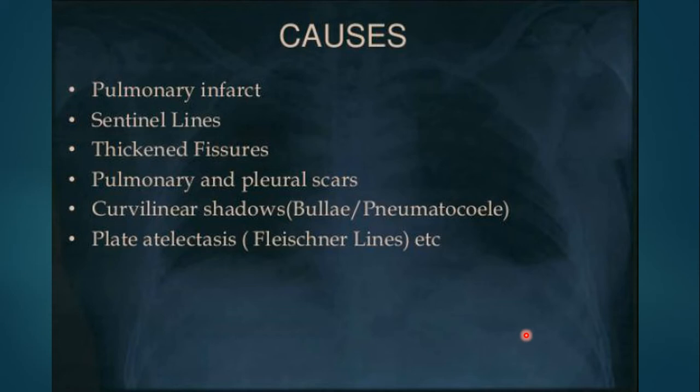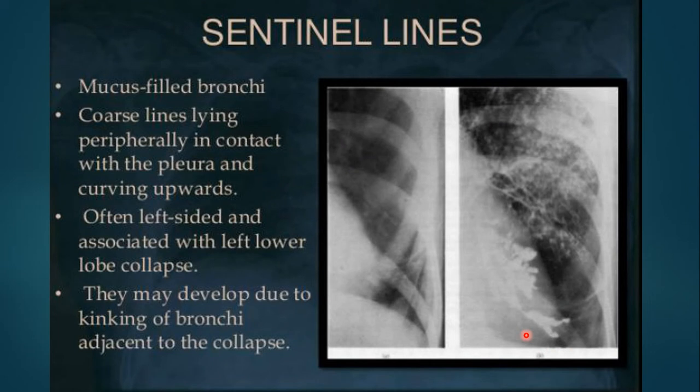Okay, so first of all, what are the sentinel lines? What do they mean? Sentinel lines are mucus-filled bronchi. They are bronchi that are filled with mucus. So there is no air inside them. There is mucus, or water density, or soft tissue density, whatever you want. They are of the same density on the X-ray. On the CT scan it is different, but on this X-ray they are of the same density. So they appear as coarse lines lying peripherally, like you look here, these lines here. They are peripherally in contact with the pleura and they curve upward.